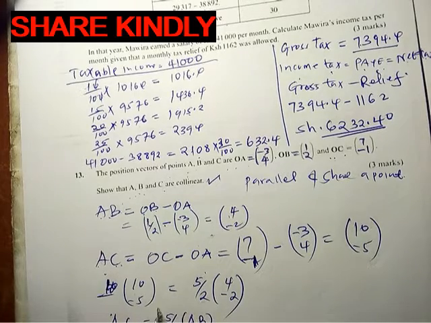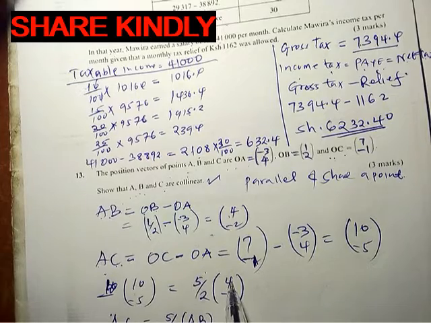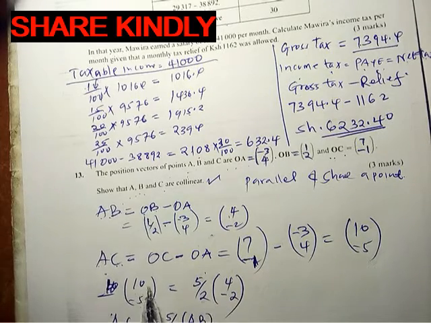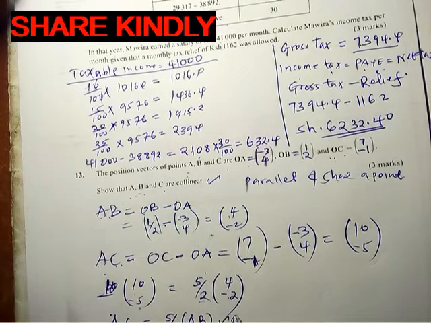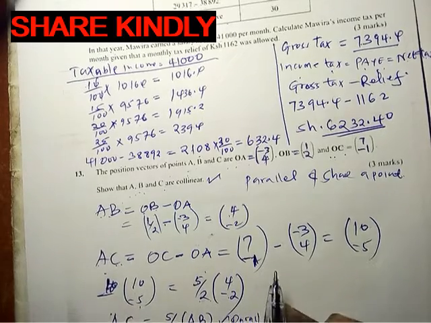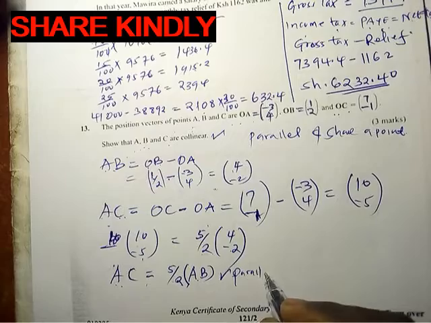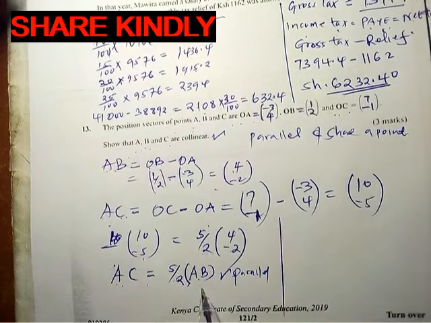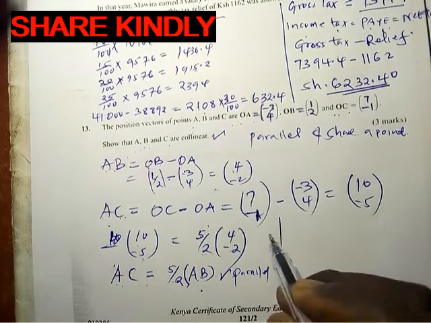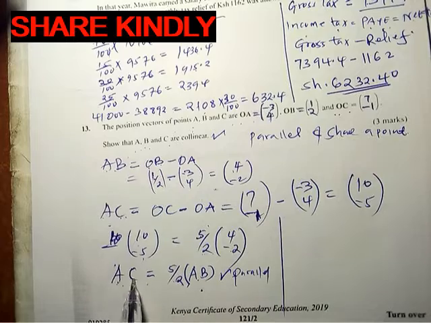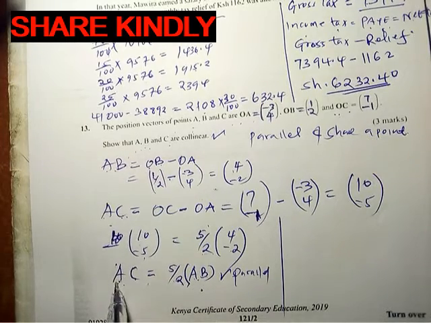5 over 2 ni kwa sababu gani? So ukipiga hii times C, 5 over 2 times C itakupea 10. 5 over 2 times this itakupea negative 5. So this one shows that they are parallel. If you write one in terms of the other, it means that they are parallel. Once you have shown they are parallel, now you show that they share a point. So you can see AC, AB, they are sharing this point A.